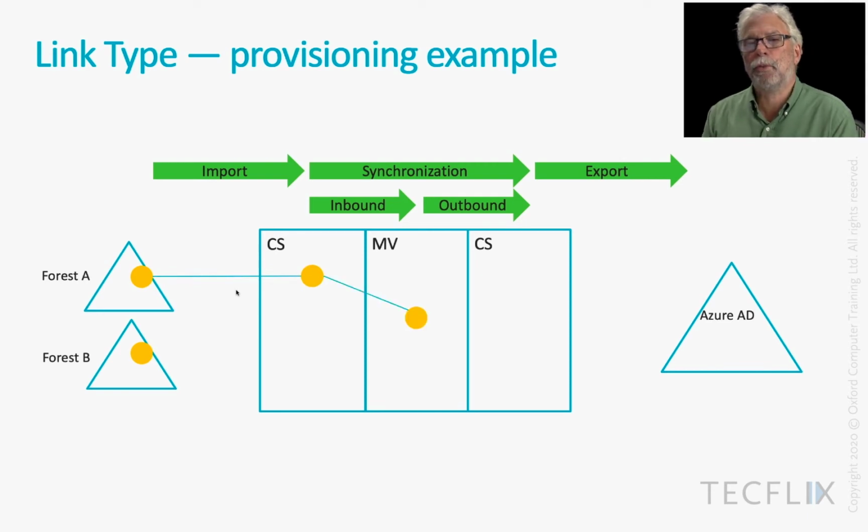Now, as it happens, we'll say that there is a rule in place with a link type of provision, and that means that a new object is provisioned in the metaverse. Next, the outbound part of synchronization takes place, and we'll say that there's also a rule in place with a link type of provision, and since there's no existing CS object there, a new CS object is created, is provisioned, and that can be exported to Azure. So far, so simple.